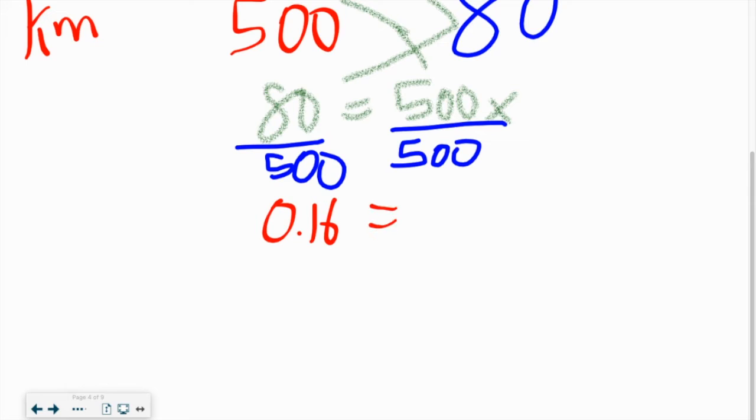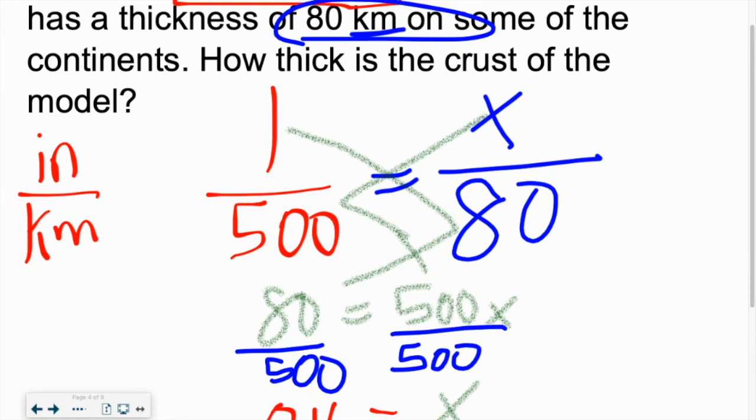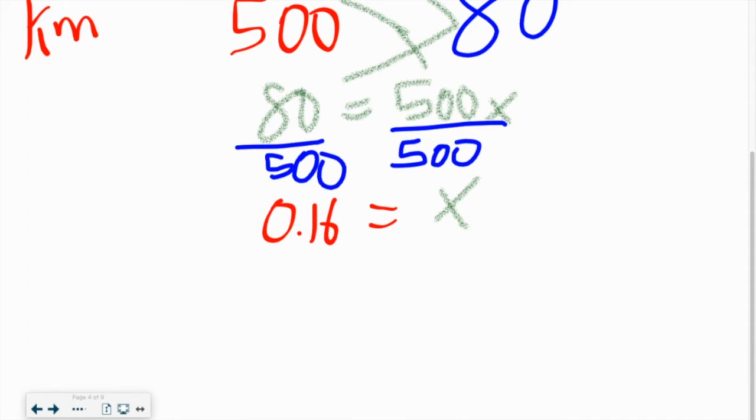0.16 equals our x. Now go back up here on top. Find that variable. Since x was on the top, your label is going to be what's on the top. Since the label on top with the 1 is inches, the number we just solved for needs to have that same label. It has to have the label of inches. So either sneak it in down there below it, or right beside it, or rewrite it somewhere.